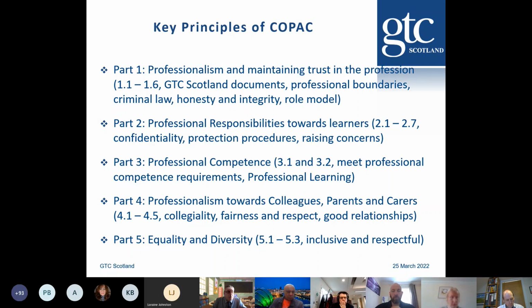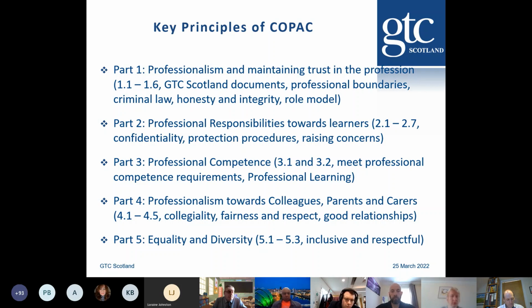Part four of COPAC is entitled Professionalism Towards Colleagues, Parents and Carers. That's about working in a collegiate and cooperative manner with colleagues and other professionals. It's about treating all colleagues, parents and carers fairly and without discrimination. It's about not making malicious or unfounded criticisms of or accusations about colleagues that may undermine them professionally. It's about promoting good relationships between home and the learning community and respecting the role of parents. It's about taking great care when expressing opinions in public about your employer. And it's about being mindful of Data Protection Act requirements, now superseded, of course, by GDPR requirements, with the information that you hold.